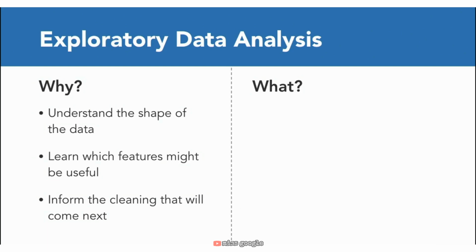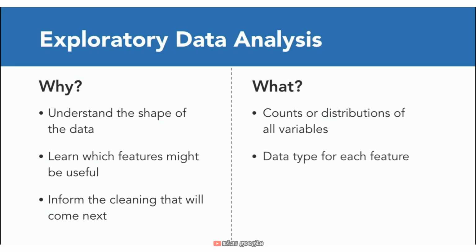So to summarize in just a few quick bullet points, this step includes getting counts or distributions of all your variables to understand the shape, and you do this for both input features and the target variable. And then you could look at the data type for each feature. Is it an integer, string, maybe a Boolean? And then you check for missing data, you understand correlations between your features, and maybe identify duplicates in the data.